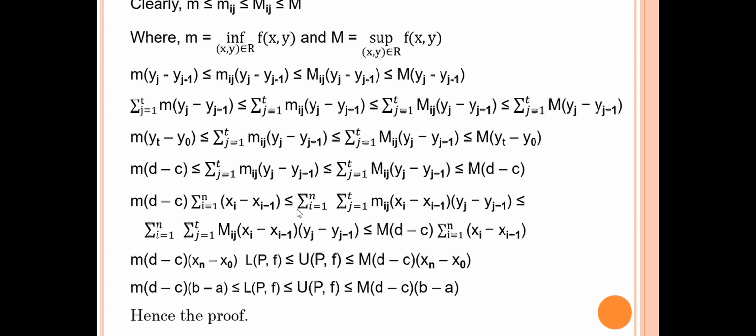तो small m_ij के लिए ये है आपका LPF, this is the definition of LPF, and less than or equal to double summation capital M_ij (x_i minus x_i minus 1)(y_j minus y_j minus 1). It is nothing but the definition of UPF, upper Riemann sum. This is the definition of lower Riemann sum, और ये जो है आपका उसका आंसर आपने सॉल्व किया है. So this is nothing but m(d minus c)(b minus a) less than or equal to LPF less than or equal to UPF and less than or equal to capital M(d minus c)(b minus a).